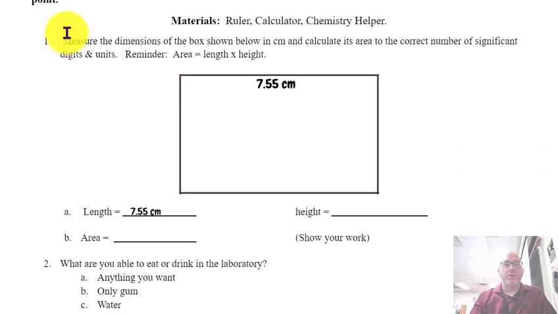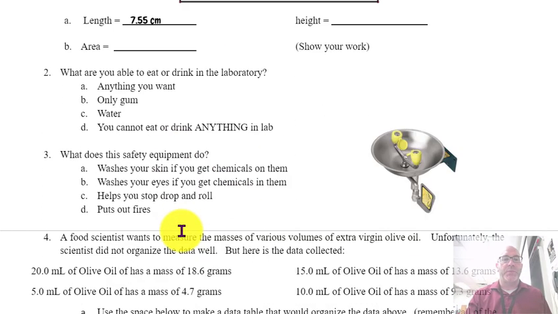All right, question 1 says measure the dimensions of the box shown below in centimeters and calculate the area to the correct number of significant figures and units. Guys, it says significant figures and units. Reminder, area is length times height. Now I've already done one for you. All you have to do is measure the height and calculate the area.